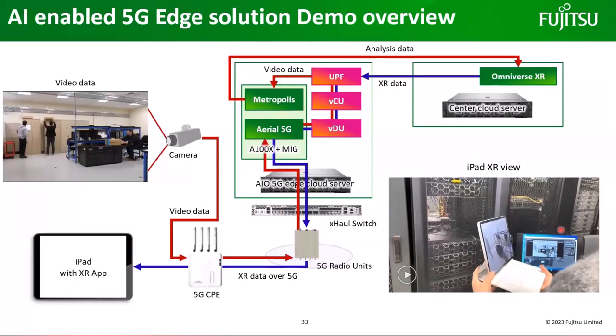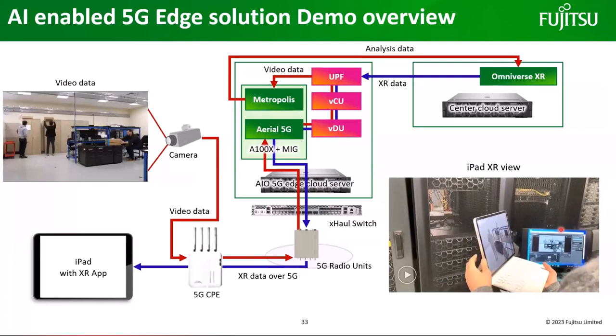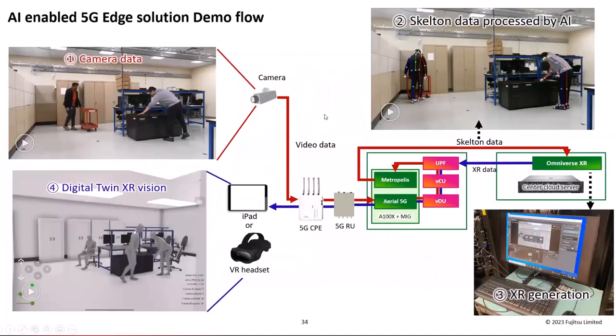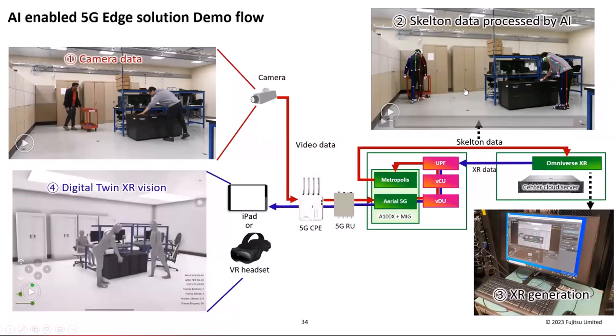This is a demo configuration of the all-in-one edge solution. Using 5G communication, AI processing is performed on the image taken by the camera, and the image combining real and virtual can be seen in real time on the terminal. Step one, data shot with the camera is transferred by 5G. Step two, it is processed into skeleton data by AI. Step three, generate cross-reality data. Step four, show the digital twin cross-reality vision. Let's see the vision by video.